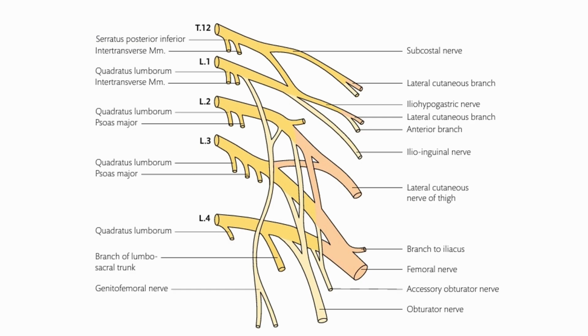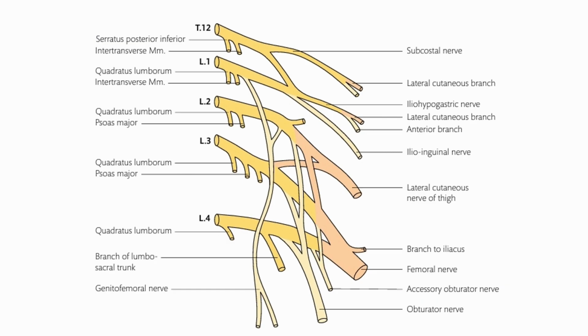The ventral branches of the second, third, and fourth nerves together form the obturator nerve. The accessory obturator nerve, if present, is derived from the ventral branches of the third lumbar and the fourth lumbar nerves. You can see the accessory obturator nerve labeled over here.